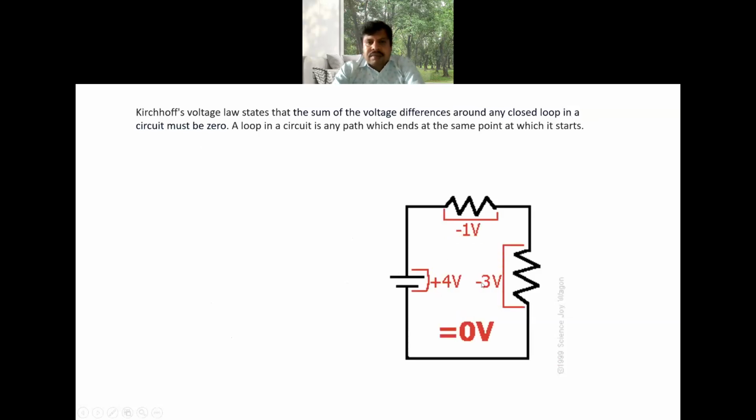Whenever there is a loop, for example, in this particular diagram, this is the battery, this is resistance 1, this is resistance 2. The battery voltage is the source voltage, and the two resistor voltages are 1 volt and 3 volts respectively. So if the supply is 4 volts, that is plus, and the remaining two are the drops, minus 1, minus 3. Plus 4 minus 1 minus 3 is equal to 0.